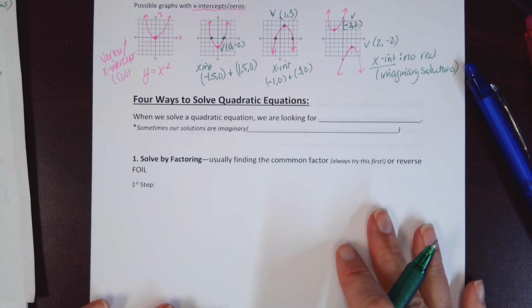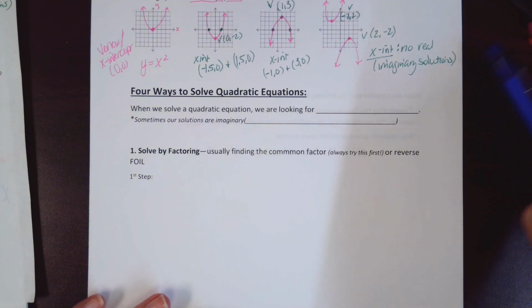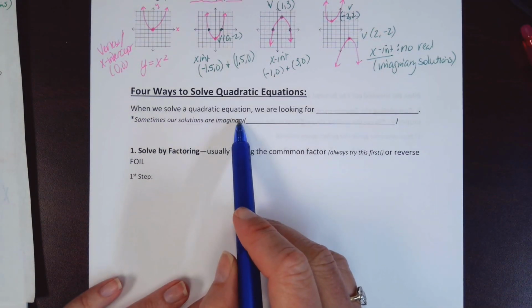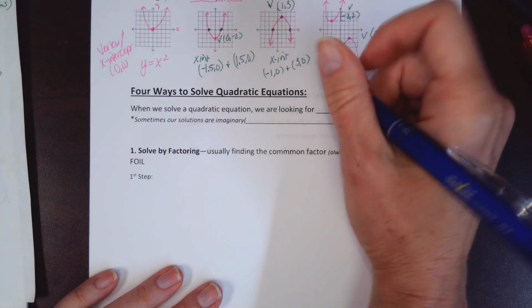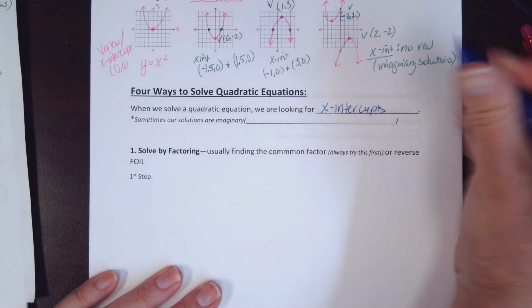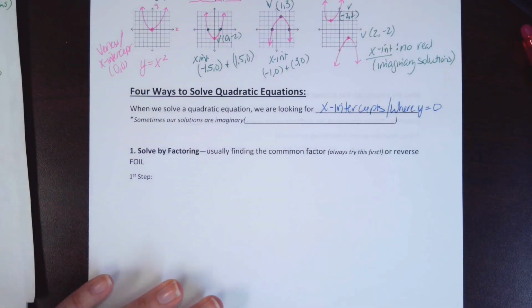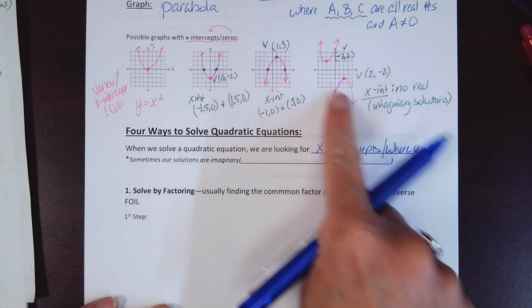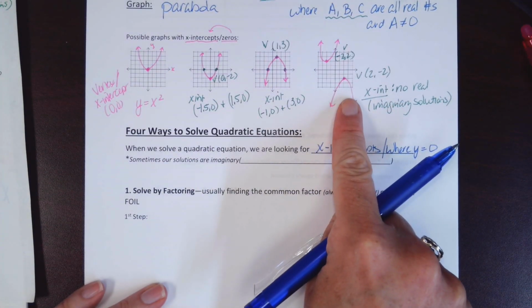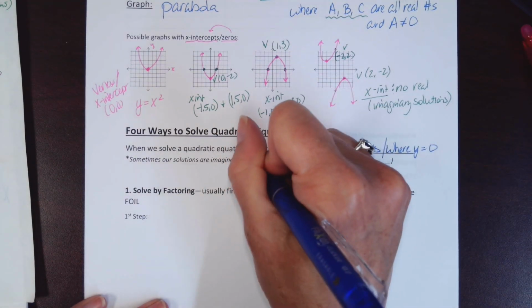Okay, when we're working with quadratic equations, there are 4 basic ways to solve. When we solve a quadratic equation, we're looking for those x-intercepts, which happens when y is equal to 0. Sometimes our solutions are imaginary, just like this last example I gave. Imaginary solutions don't show up on our graph.